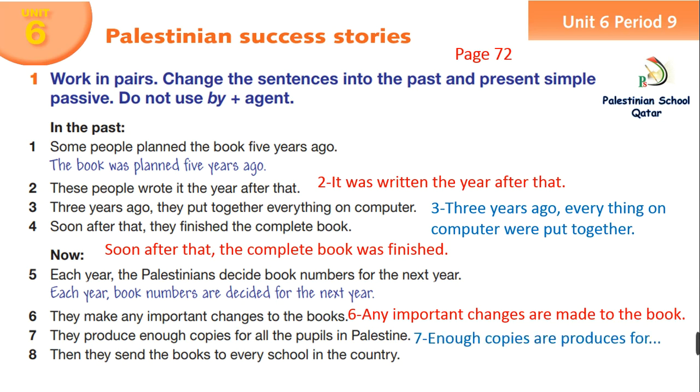Number 8, they send the book to every school in Palestine, in the country. Where is the verb? Send. Send what? The book. So the book is the object. Put it at the beginning. The book is sent to every school in Palestine, or in the country.